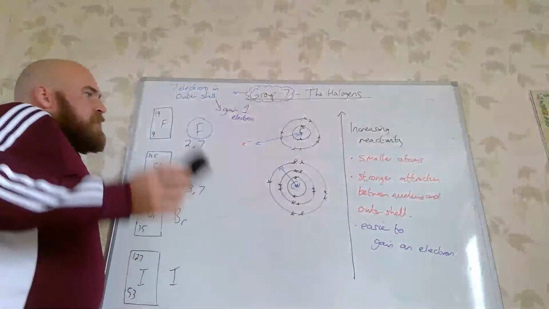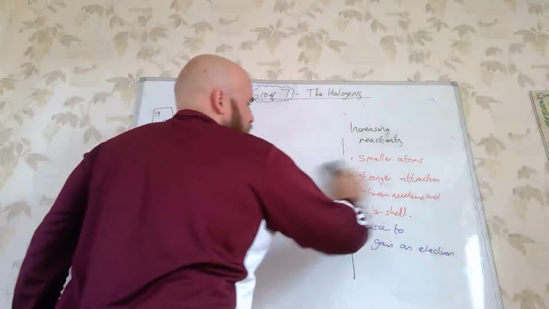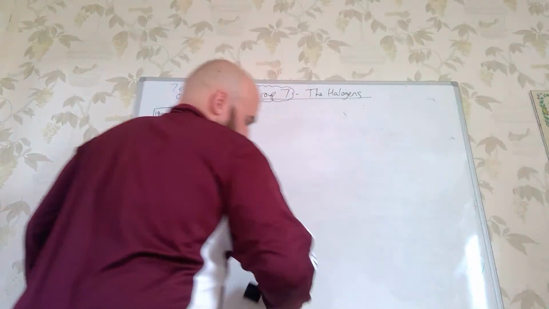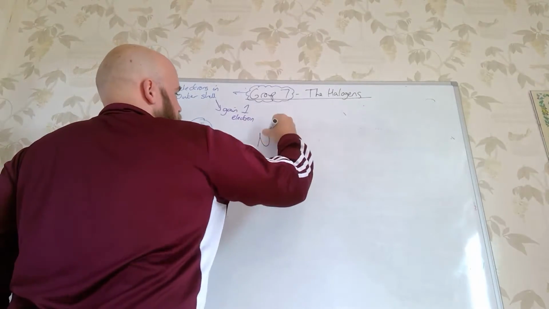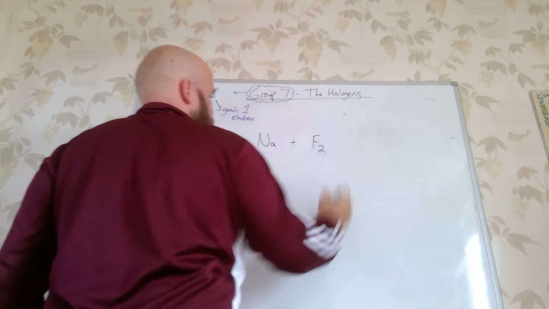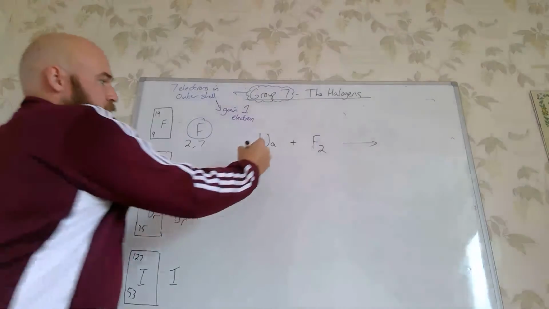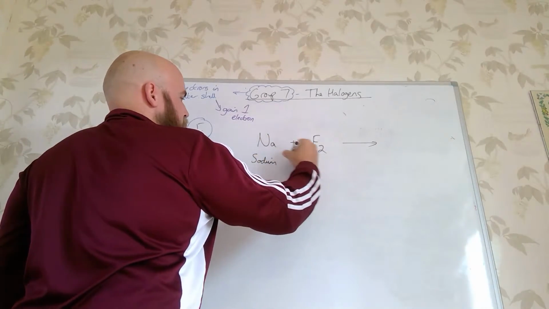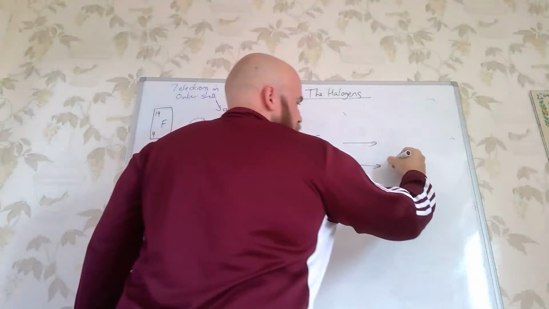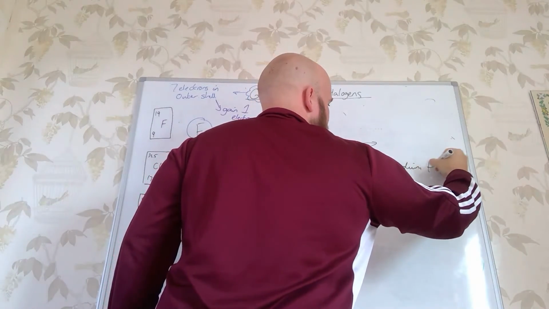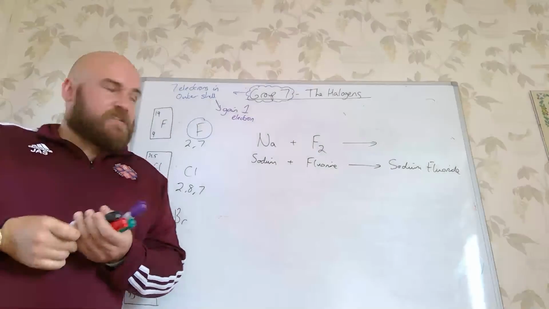Okay then, so let's have a look at some equations. Right then, let's show you these halogens reacting. So let's look at the reactions between, so we'll do sodium plus fluorine. Okay, what will that make? All right, well, I'll put the word equation first: sodium plus fluorine will make sodium fluoride.